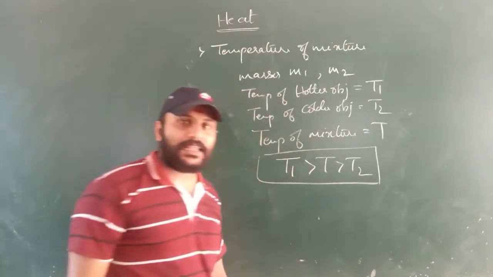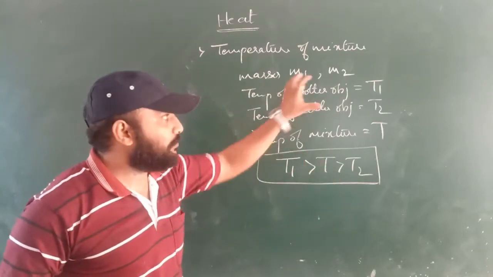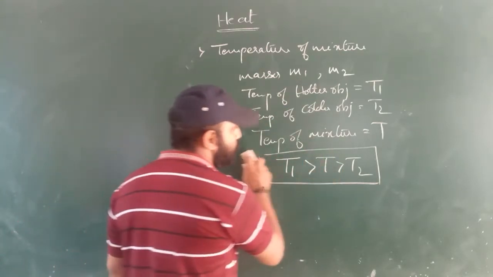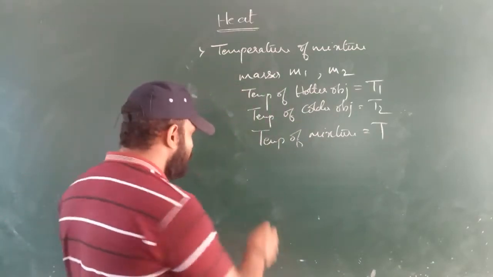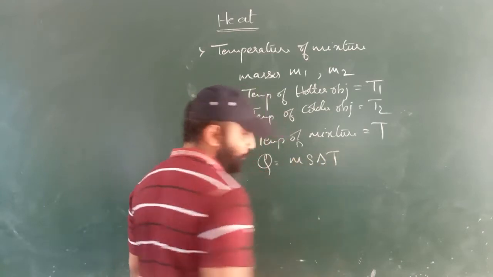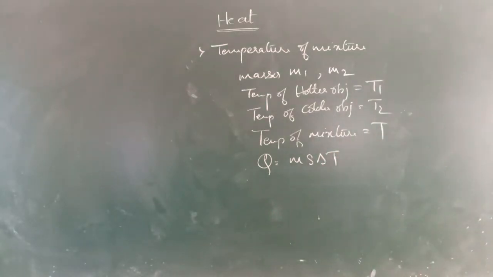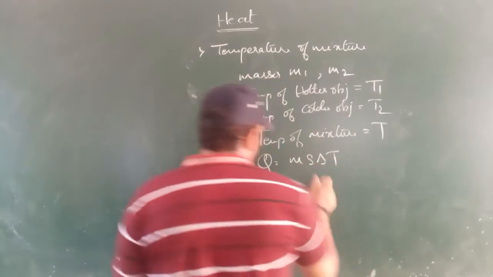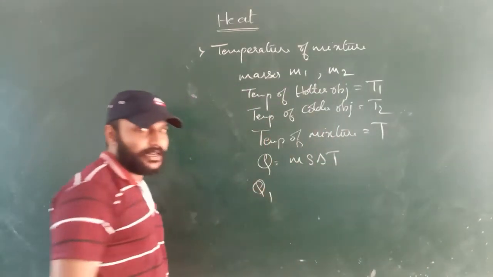T1 is greater than T greater than T2. Now what is the value for T when different masses and different temperatures are given? What is the formula for heat? We already saw that the heat formula is Q equals m s delta T. Right? Q equals m s delta T.